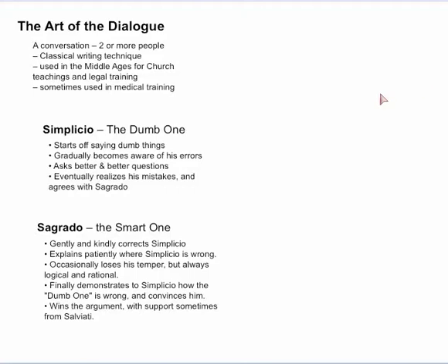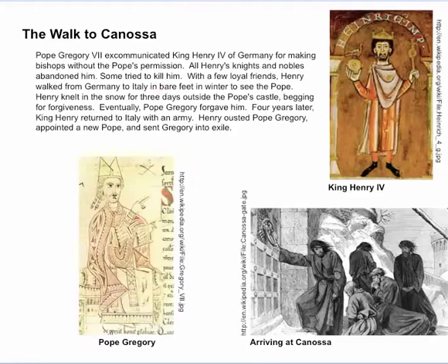It's a lot harder to include a third character in a dialogue than to just have a conversation between two characters. And we also looked at how you could write a dialogue that would involve a discussion of, did Pope Gregory do the right thing in excommunicating and then forgiving King Henry IV, and the whole business of Canossa, where Henry IV knelt in the snow for 3 days waiting for Pope Gregory VII to forgive him.